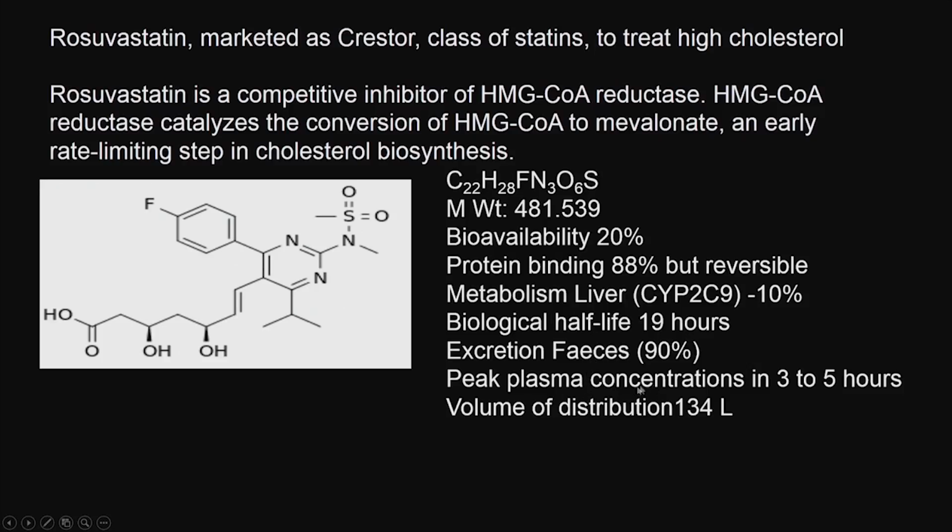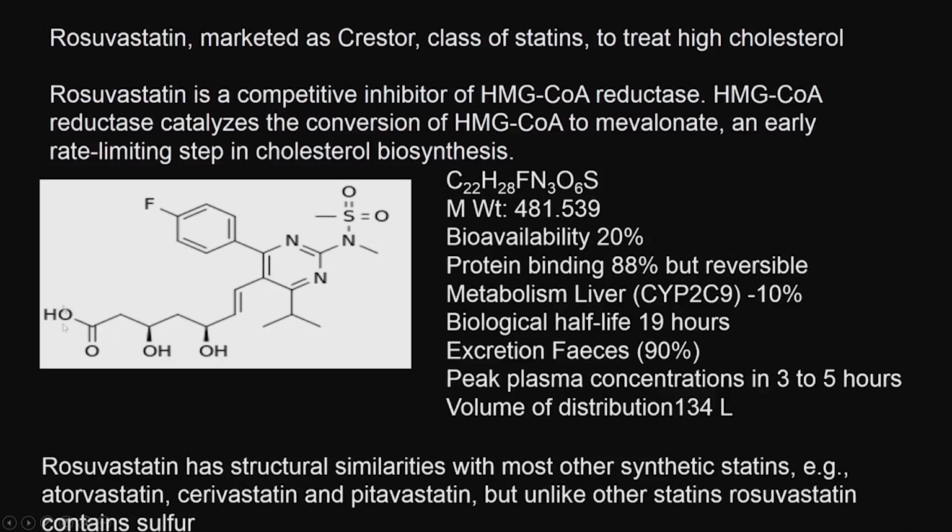Okay, peak plasma concentration is at 3 to 5 hours, volume of distribution is very large, you can see 134 liters. Many of the protein type of drugs have very low volume of distribution, whereas these type of small molecules have very high volume, so the concentration available inside could be very low.